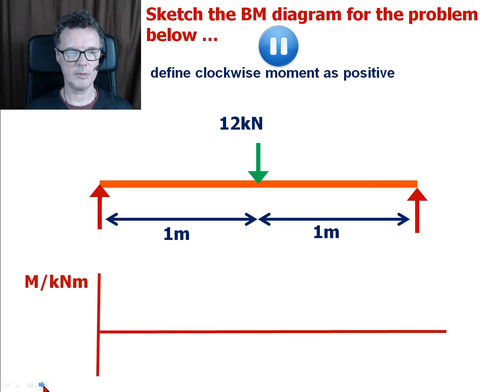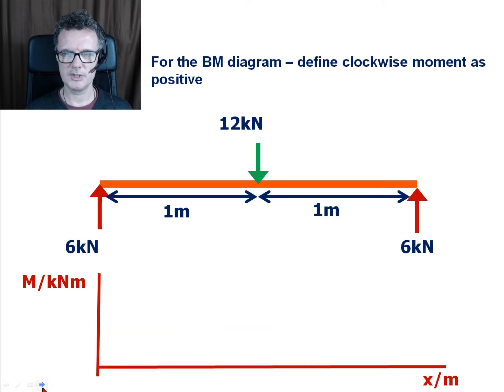So here I'm going to use the symbol M or MXX representing bending moment, and we're going to have units of kilonewton meters. Don't forget the meters, quite often easy to forget them. And then at the end here, again, we're still going along the x-axis, so x in units of meters. Okay, so 12, 6 either side, and then you want to start drawing your bending moment diagram.